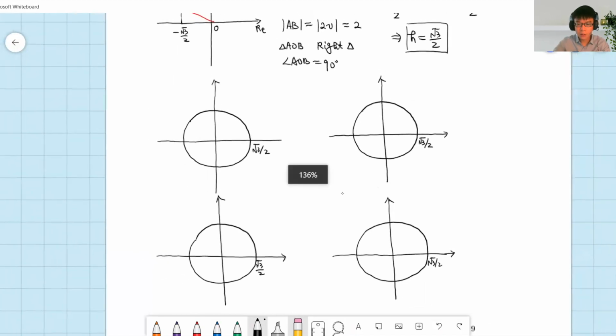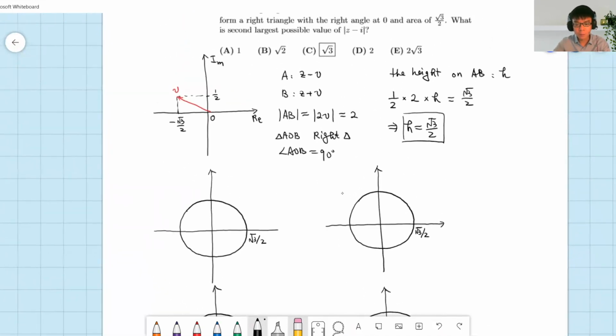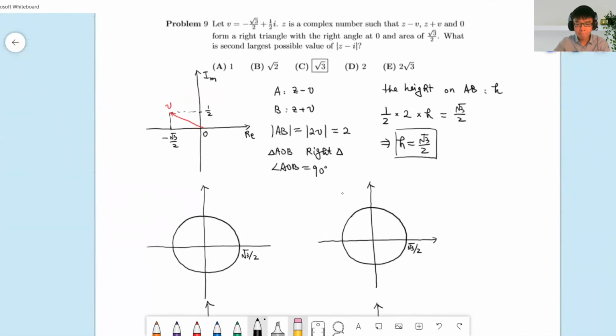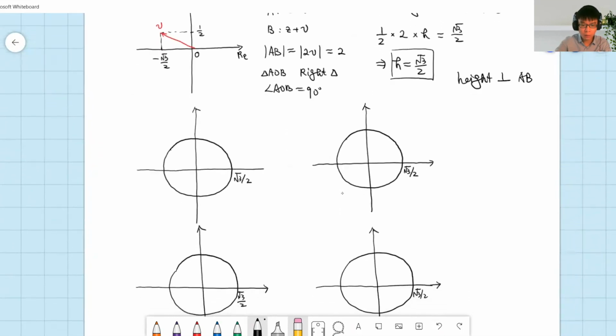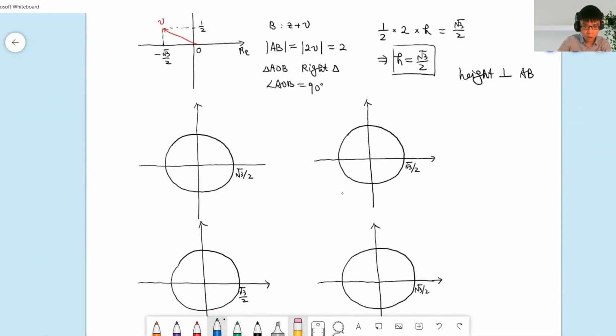All right, so let's see what's the shape of this right triangle. Because AB is perpendicular to the height h. This height is perpendicular to the hypotenuse AB. And we know AB, the direction is the direction of v. So the height direction is perpendicular to AB. So the height direction points to the following direction. Here is 60 degree, pointing to this direction. That's perpendicular to AB.